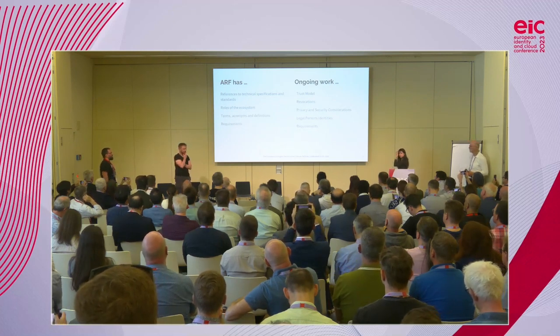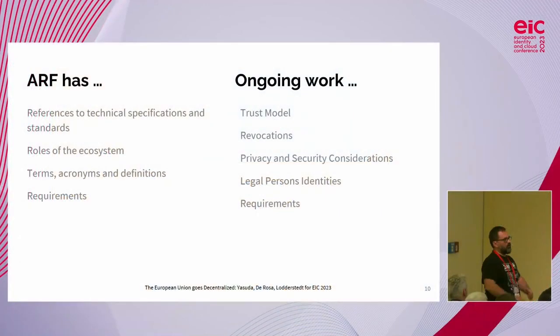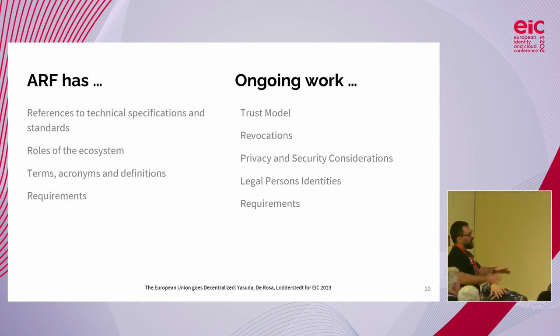The main topic right now where the expert group is working is the trust model. So try to define how the trust will work in detail for each attestation, but also in a more general sense. You will see updates coming in the next week into the reference. That's the good thing, it's coming in updates more or less each month. The revocation is somehow part of the trust model, and privacy and security considerations, legal person identities are also quite important, and other requirements. It's still a huge work to do, but the more important pieces are coming next month.